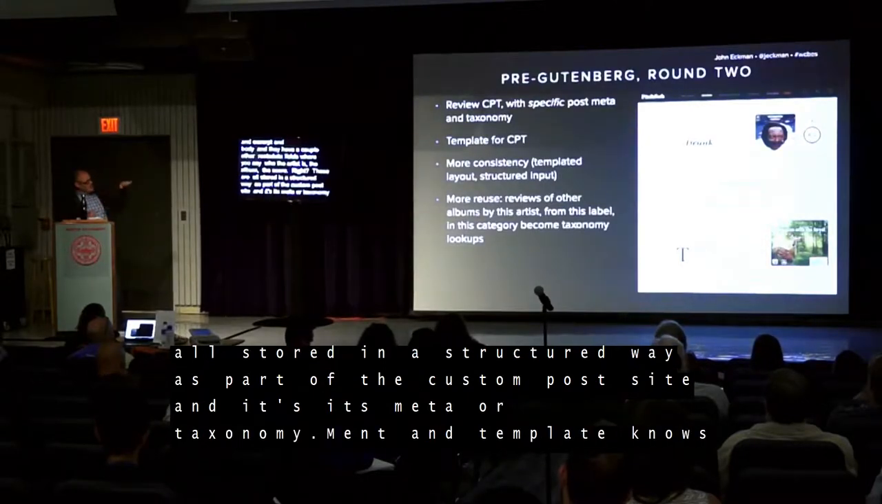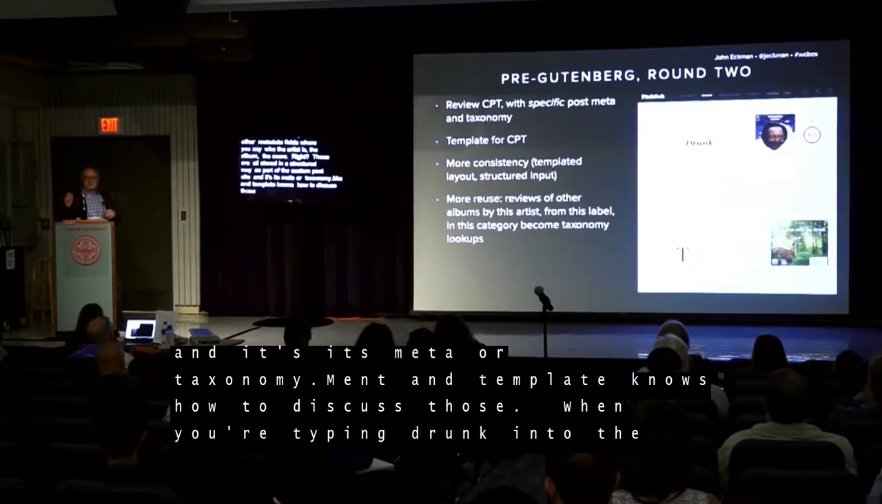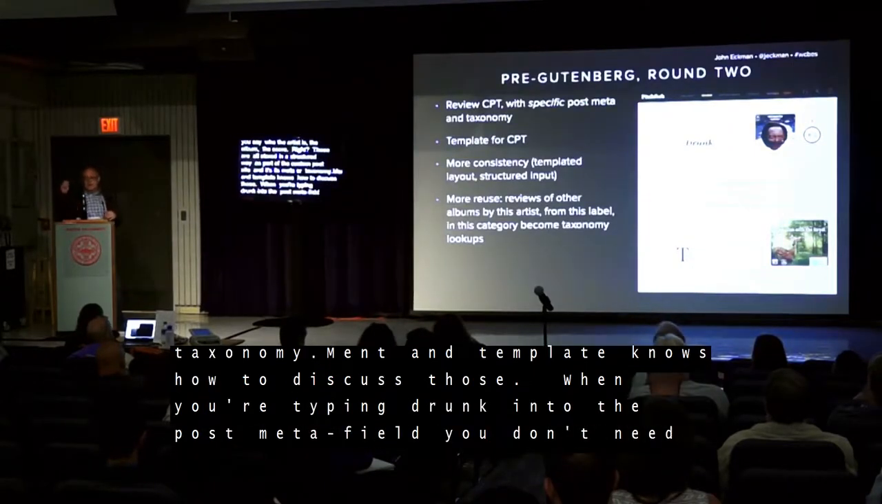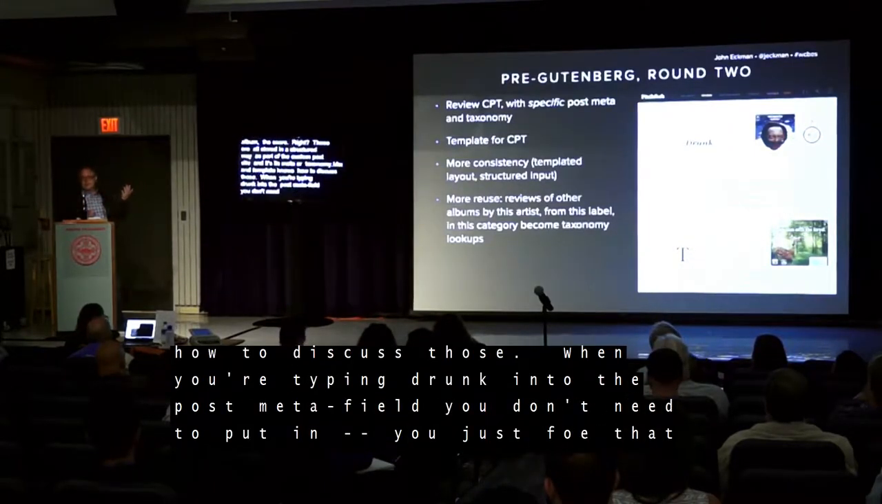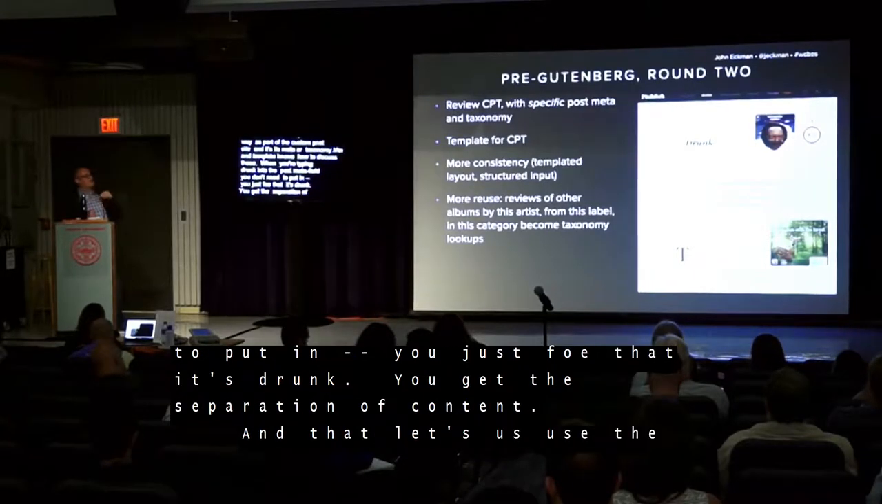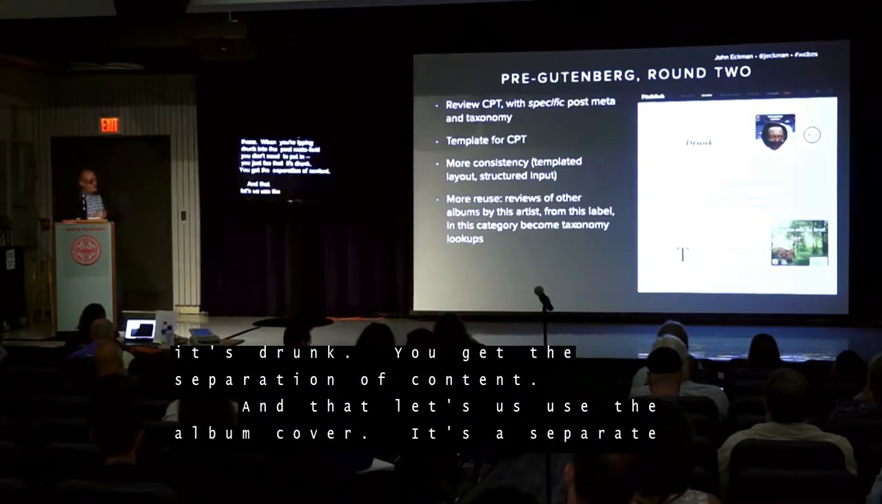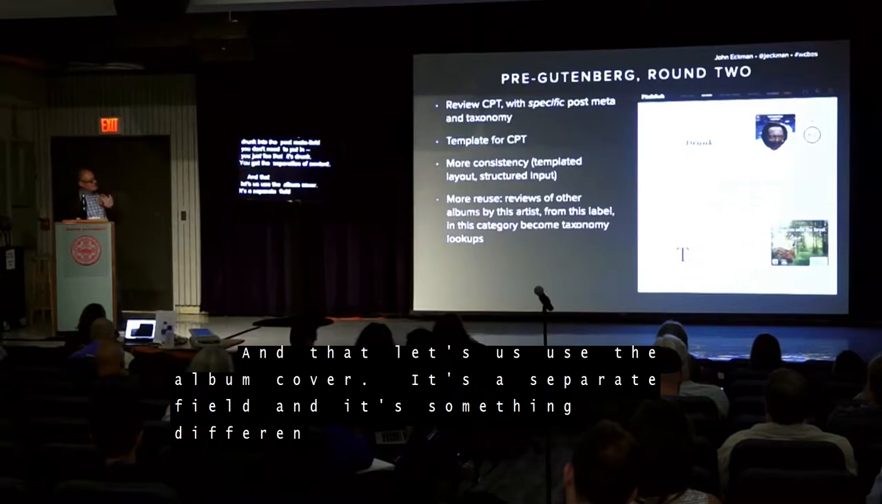So when you're typing Drunk into the post meta field for this album, you don't need to put it in italics in a certain font. You just put in that it's Drunk, and the template knows that presentation data. So we get to that separation of presentation and content. This lets us, for example, then use that album cover, which is a brilliant album cover, as the featured image for the post. Because we have it stored in a separate field, we know it's something different, we can sort of control how that operates. And it gets you better reuse.